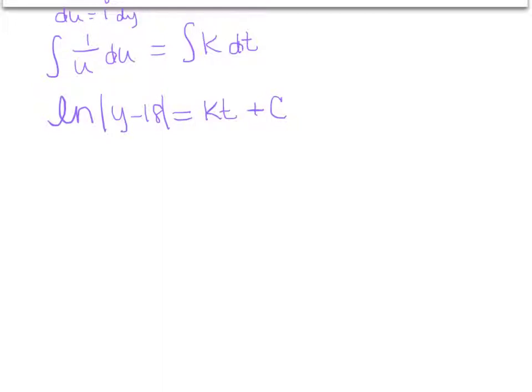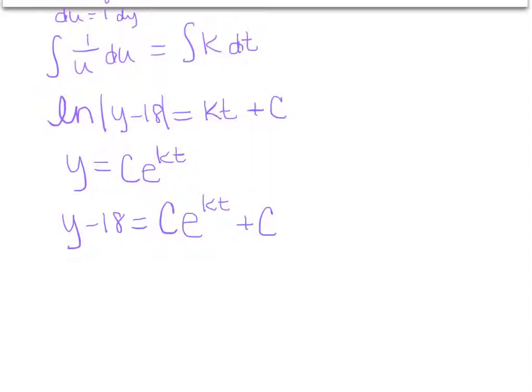Now, using the initial conditions that I was given, I have to go back and use that equation, y equals c e to the kt, so that I can use those initial conditions. So I end up with y minus 18 is equal to c e to the kt plus c. Oops, I'm sorry, that plus c goes in the top. So c e to the kt plus c, all of that is in the exponent. When I simplify, I really end up with y equal to c e to the kt plus 18. And now I can go ahead and use those initial conditions.